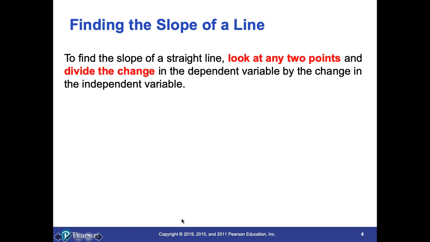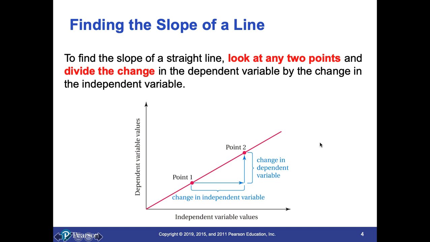So finding the slope of a line is going to be kind of important. You basically look at any 2 points and divide the change in the dependent variable by the change in the independent variable. As you can see here, I have point 1 and point 2. And you want to judge the steepness of your slope and also the slope itself by looking at how high it rises or how low it falls. That would be the change in dependent variable. And you'll divide that by the change in independent variable.